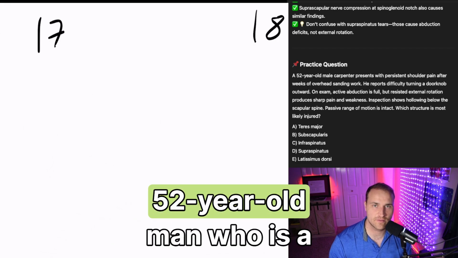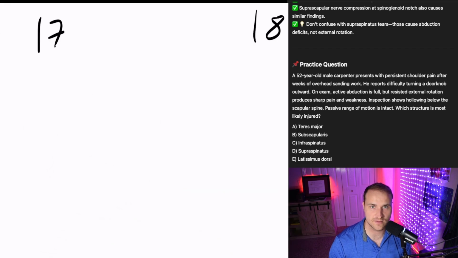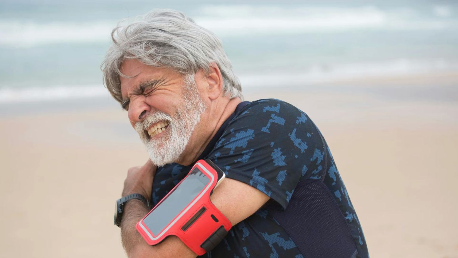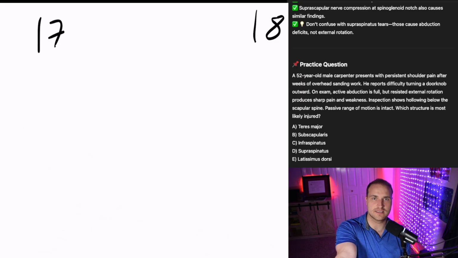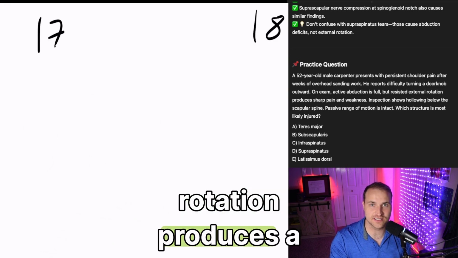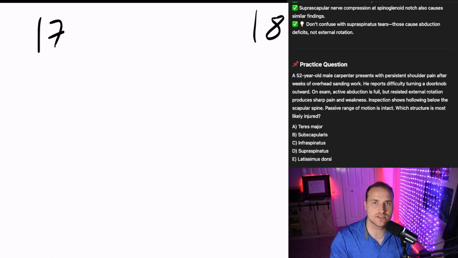In this next question, we have a 52-year-old man who is a carpenter presenting with persistent shoulder pain after weeks of overhead sanding work. He reports difficulty turning a doorknob outward. On exam, active abduction is full, but resisted external rotation produces a sharp pain. Passive range of motion is intact. Which structure is damaged? Answer is the infraspinatus.